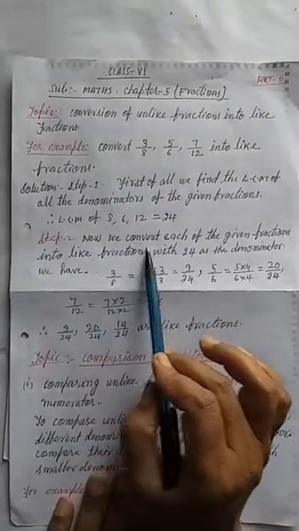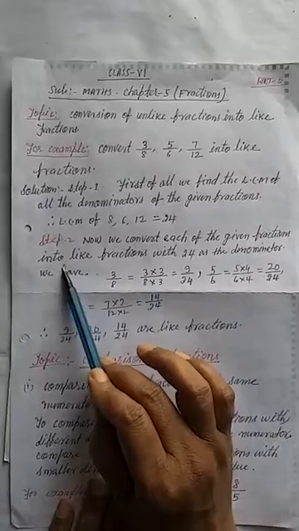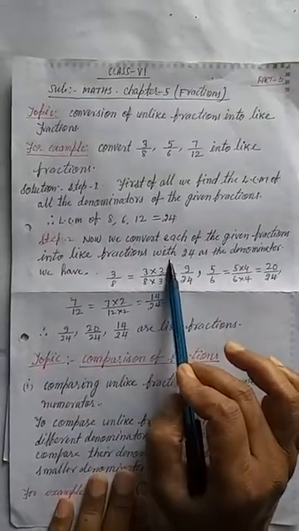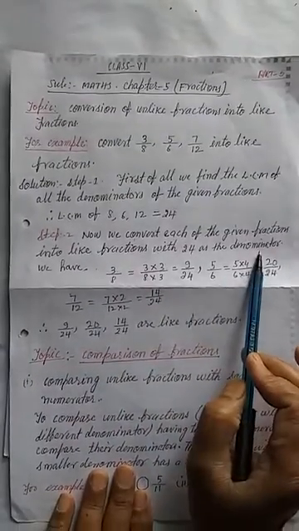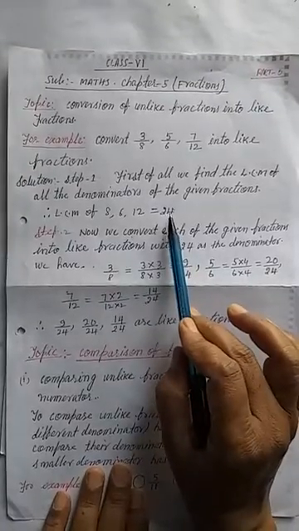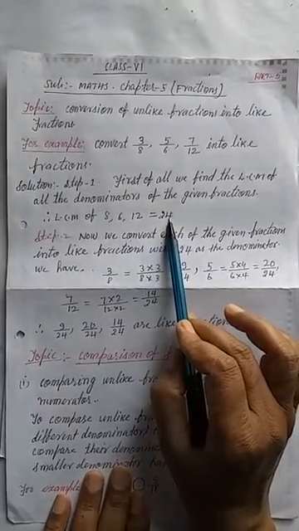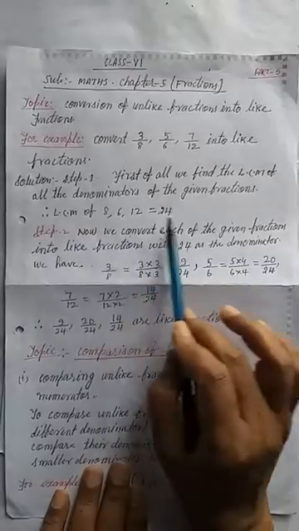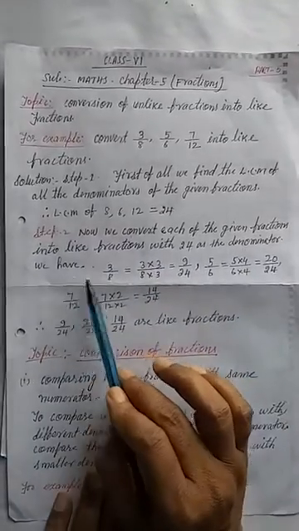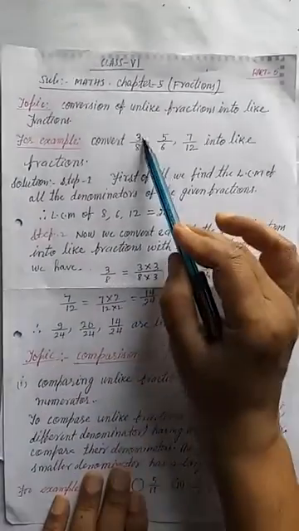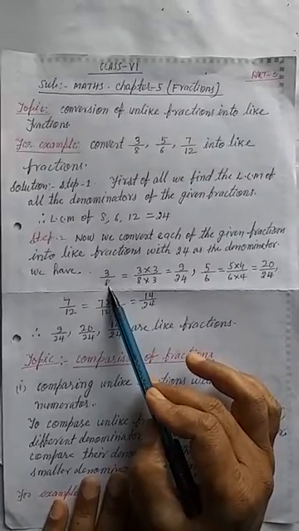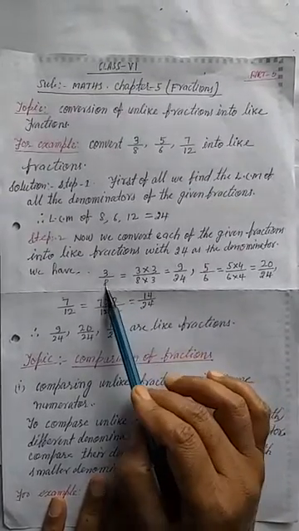Step 2. Now we convert each of the given fractions into like fractions with 24 as the denominator, because you got the denominator 24 by finding the LCM. This is common for each. So our first question is 3 upon 8. We can write it like this, and here 8 is the denominator.